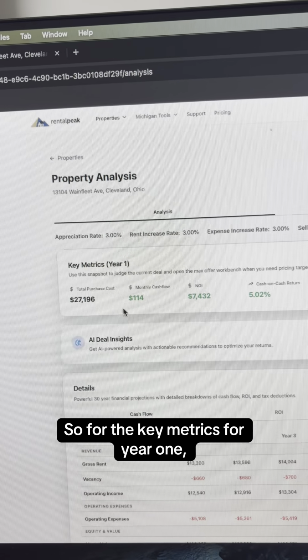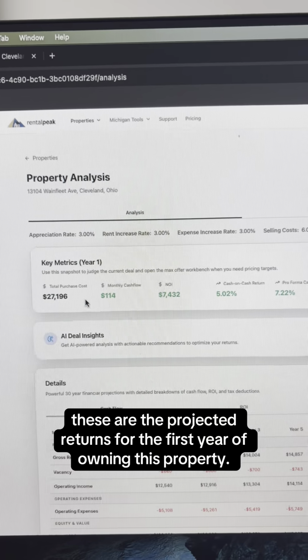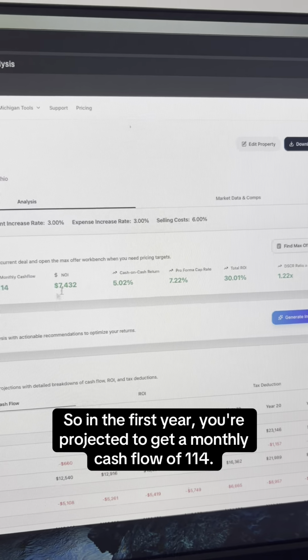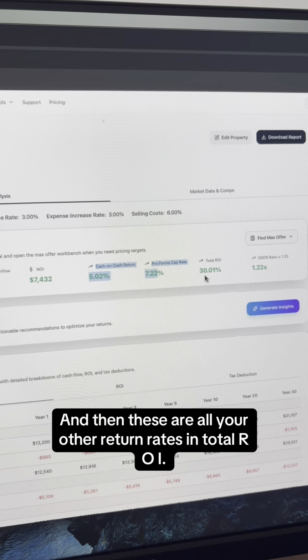So for the key metrics for year one, these are the projected returns for the first year of owning this property. Within the first year, you're projected to get a monthly cash flow of $114. And then these are all your other return rates and total ROI.